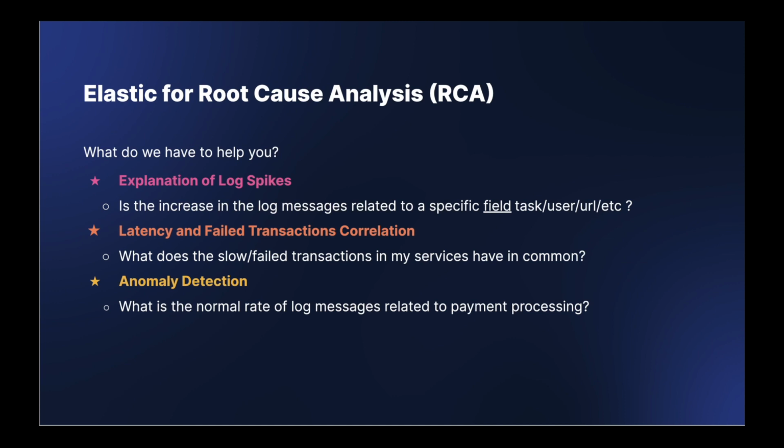Second is latency and failed transactions correlation. Can we identify the slowest transactions from the rest? What do they have in common? A version, a URL, a microservice? What is it, right? And the same for failed transactions. And the last one is anomaly detection.